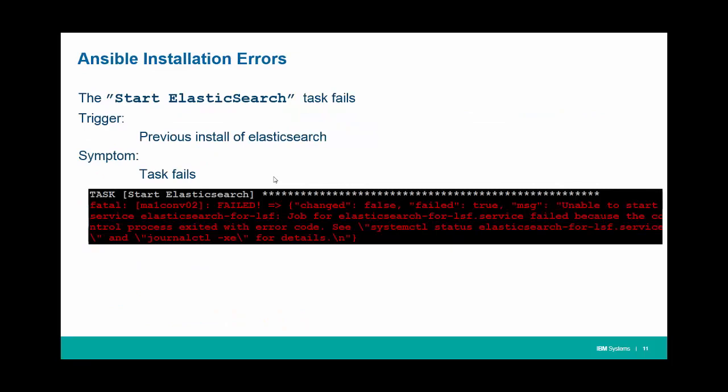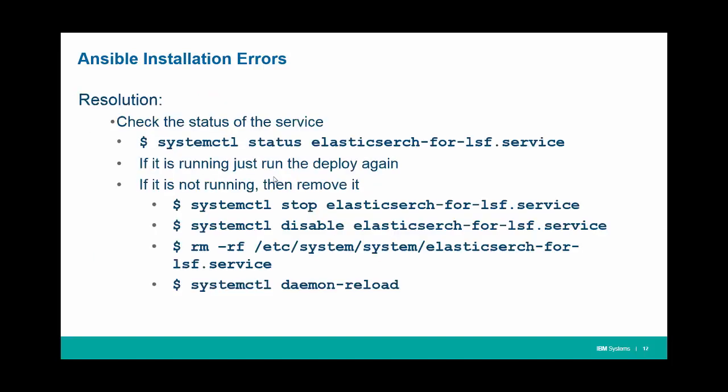Another one you may see is this one here. It'll say, start Elasticsearch, that task will fail. Why does this happen? Well, say for example you've done an install already and maybe you've changed the environment or changed the inventory file and you've run the deploy again. That's kind of the trigger for this one. What you can do, there's several ways. You can of course do an uninstall, basically wipe the environment out and redeploy. That's one way.